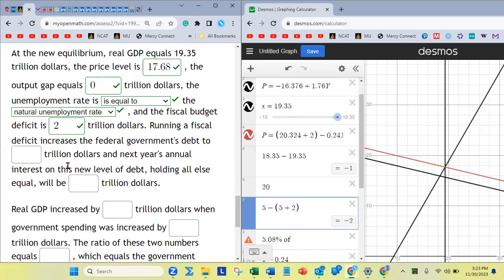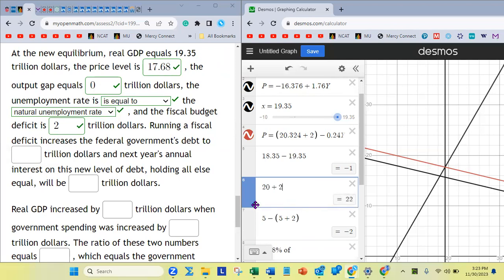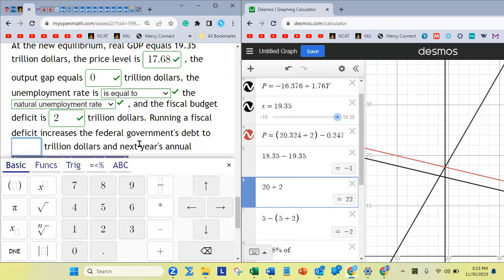Now, running this deficit means we're going to add $2 trillion to our debt. Debt is a negative, right? We're going to make that negative more negative. So the government's new debt level, our new fiscal debt level, is $22 trillion.